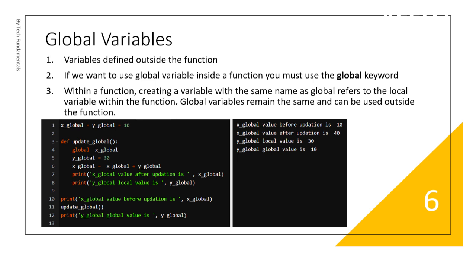Following the order of the print functions, first it printed the unupdated x global value 10, then it printed the updated x global value, that is 40, then it printed y global value which is a local variable and the value is 30, then it printed y global value which is a global variable and the value is 10.